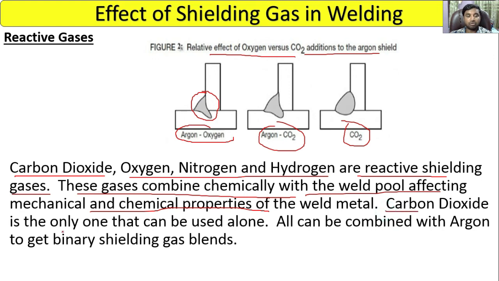Carbon dioxide is the only one that can be used alone. So carbon dioxide you can use alone as a shielding gas, but argon cannot be used alone for reactive shielding; it needs CO2. Argon also needs oxygen. All can be combined with argon to get a binary shielding gas blend. So you understand the reactive gases.